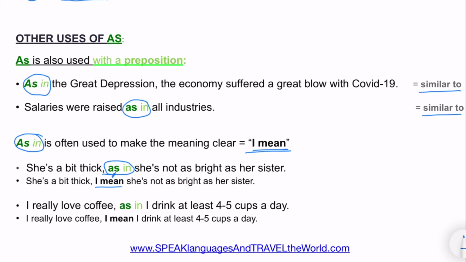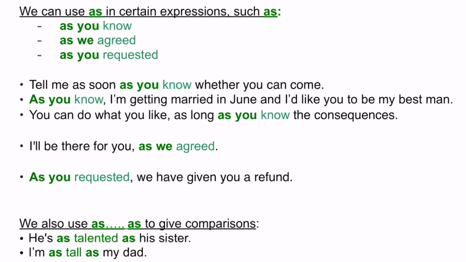I really love coffee, as in I drink at least 4 to 5 cups a day. As in means I mean. I really love coffee. I mean I drink at least 4 to 5 cups a day. We can use as in certain expressions, such as, for example, as you know, as we agreed, as you requested. Tell me as soon as you know whether you can come.